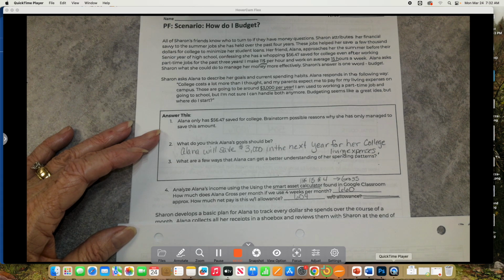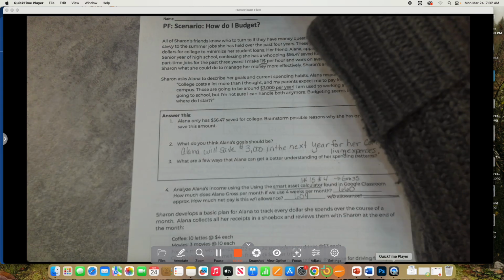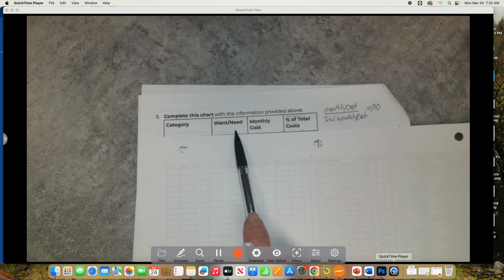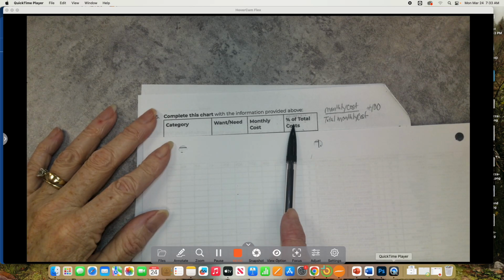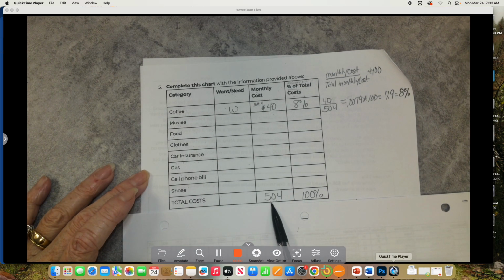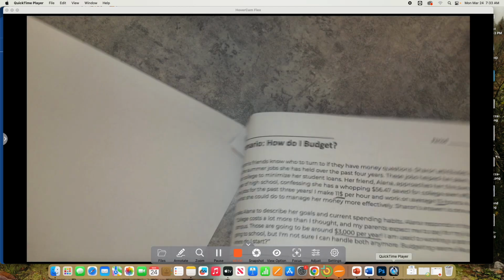Down here, Sharon develops a basic plan for Alana to track every dollar she spends. Okay, so this is all of Alana's receipts for the month. So what you're going to do is put this into a chart. We need to know what the category is. If it's a want or a need, we need to classify it, and then we need to know what her monthly cost is and what percentage of the total cost. So I have supplied you with the total cost, which is $504. That is going to be the total cost, just so you would know what this all adds up to.